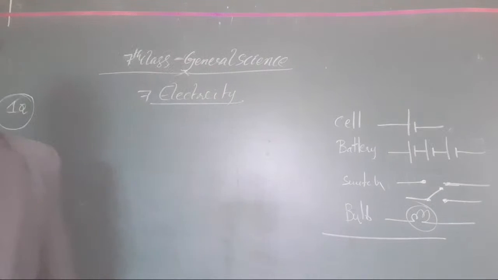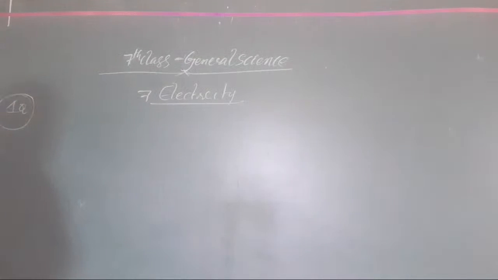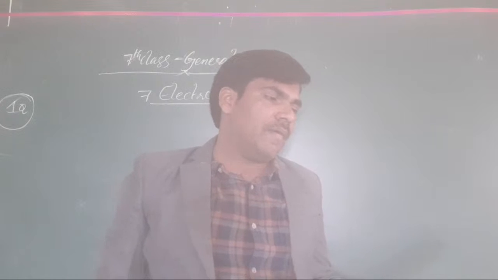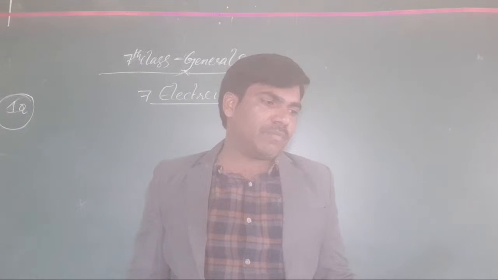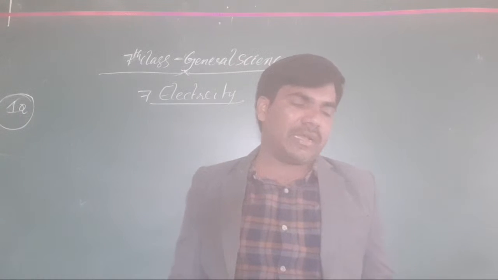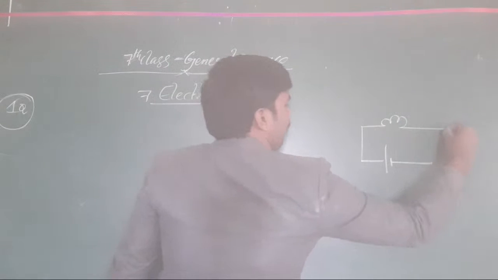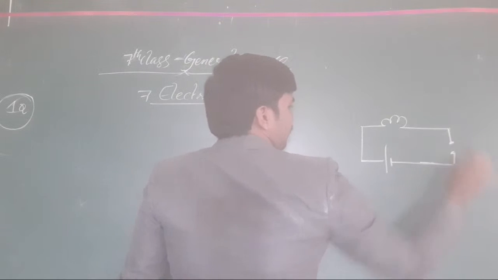Come to the second one. Draw an electric circuit diagram consisting of a cell, a bulb and an electric switch. Clear or not, all the students? I hope you got it. Like this, you have already drawn it so many times. This is a cell, this is a bulb, and here we have taken one switch. Clear or not, all of you?